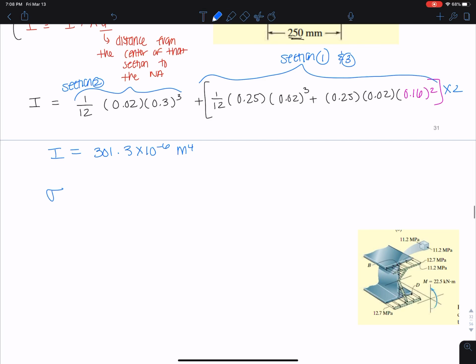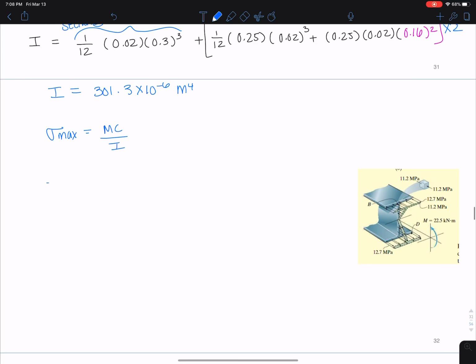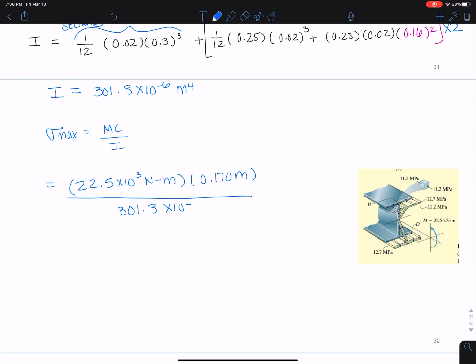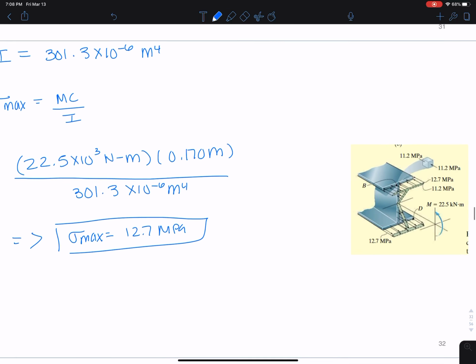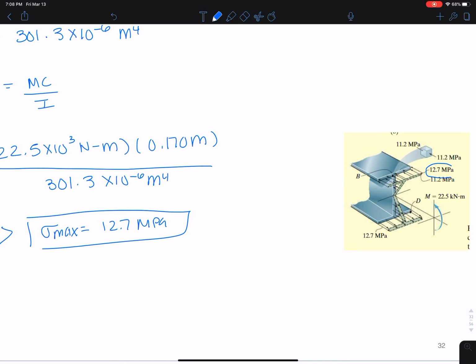Now I'm ready to plug in sigma max as MC/I. And I'm going to plug in 22.5 times 10 to the 3 Newton meters times 0.170 meters divided by 301.3 times 10 to the -6 meters to the 4th. And I get a grand total sigma max of 12.7 megapascals. And you can see that right here. That's the very top value of my stress distribution and what we were looking for. We're looking for that sigma max.